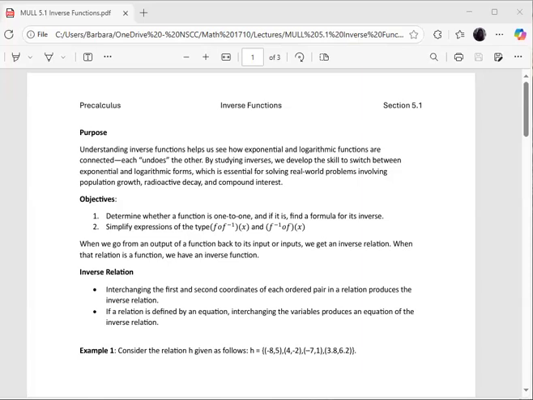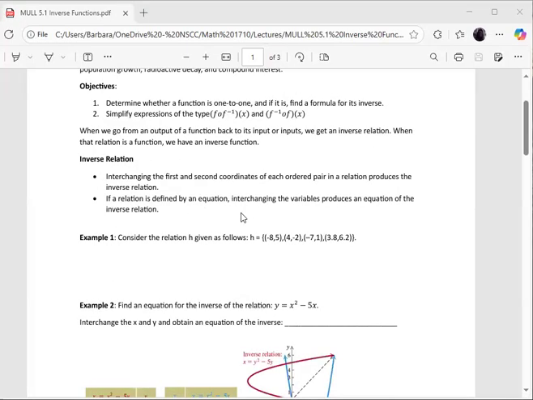So to get the inverse relation, we only need to interchange the first and second coordinates of each ordered pair to produce the inverse relation. If a relation is defined by an equation, we simply interchange the variables to produce an equation of the inverse relation. So for example, consider the relation H that has the ordered pairs (-8, 5), (4, -2), (-7, 1), and (3.8, 6.2).